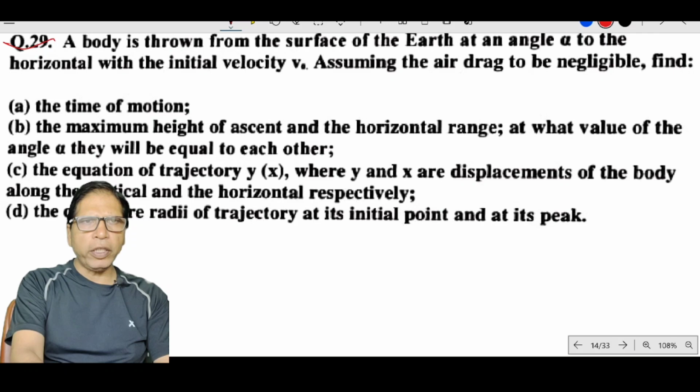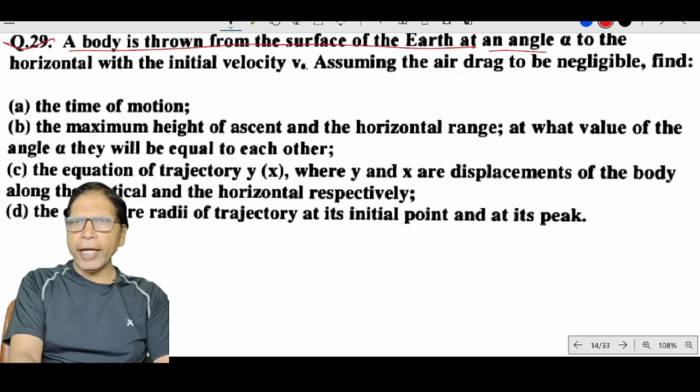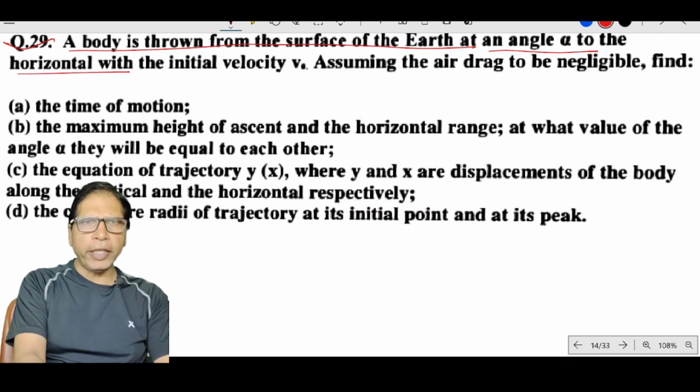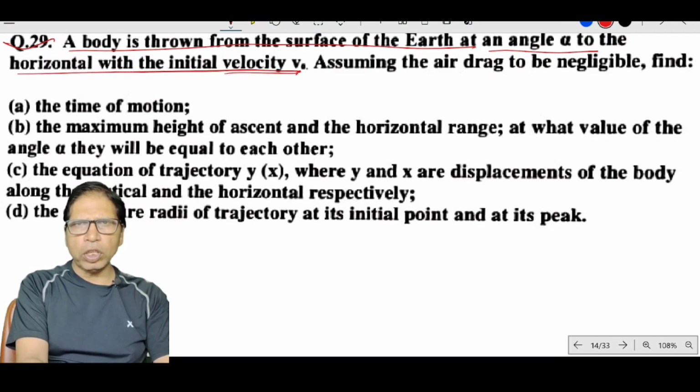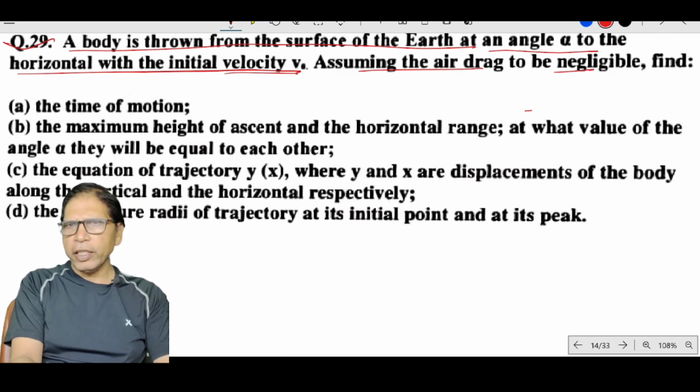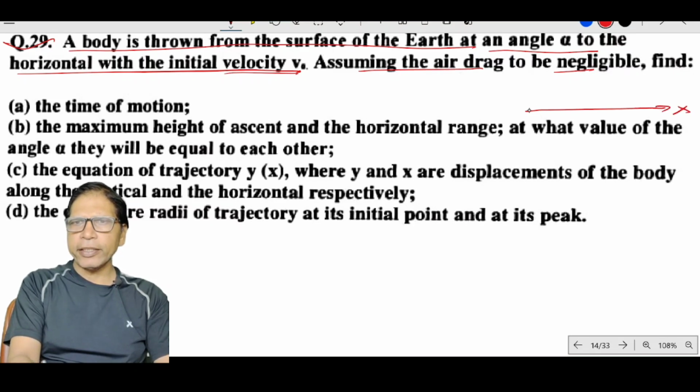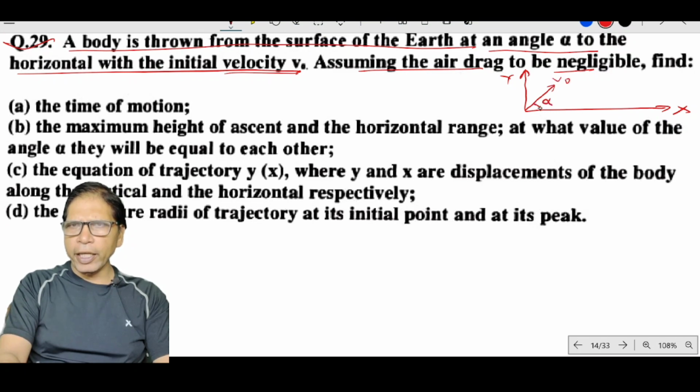Now question number 29. A body is thrown from the surface of the earth at an angle alpha to the horizontal with initial velocity v0, assuming there is no air drag. Find. Look at this figure first of all. This is the earth surface, this is the x-axis and this is the y-axis. A particle is projected with velocity v0 at an angle alpha with the horizontal.